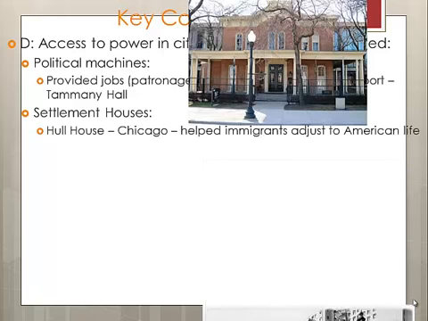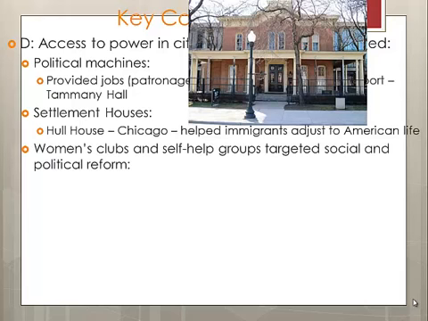We also see the emergence of settlement houses like this one, the Hull House in Chicago, founded by Jane Addams. This would help immigrants adjust to American life, especially poor immigrants. They would teach them English and provide room and board for them in their adjustment to American life.